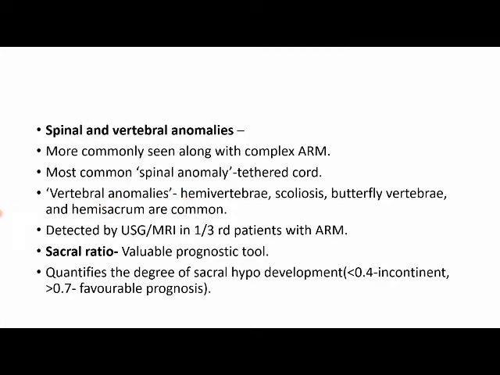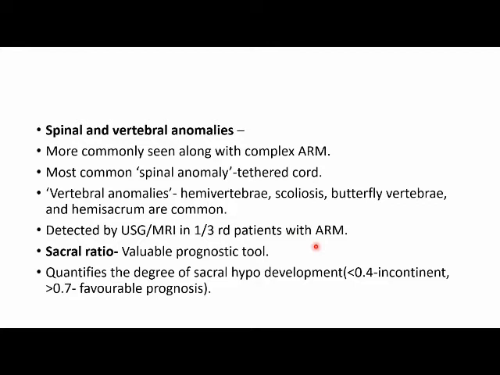Coming to the vertebral anomalies, the most common vertebral anomaly is a hemivertebra. Scoliosis, butterfly vertebra, and hemisacrum are the other defects. They are also detected with the help of an X-ray, and usually with the help of an ultrasound, in one third of the patients with ARM. So another important aspect is to measure the sacral ratio.